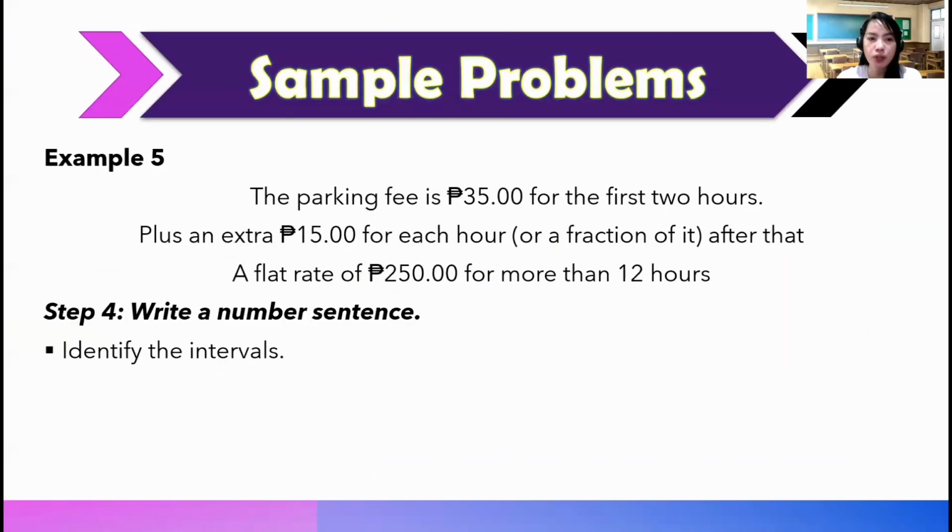For step number 4, write a number sentence. There are sub-steps to be followed under step number 4. In here, we have to identify the intervals. 35 pesos for the first 2 hours. So, first 2 hours, nakapark ka ng 30 minutes, 35 pa din yun. 15 minutes, babayad ka pa rin ng 35. 1 hour, 35 pesos. 2 hours, 35 pesos. So, yun ang intervals.